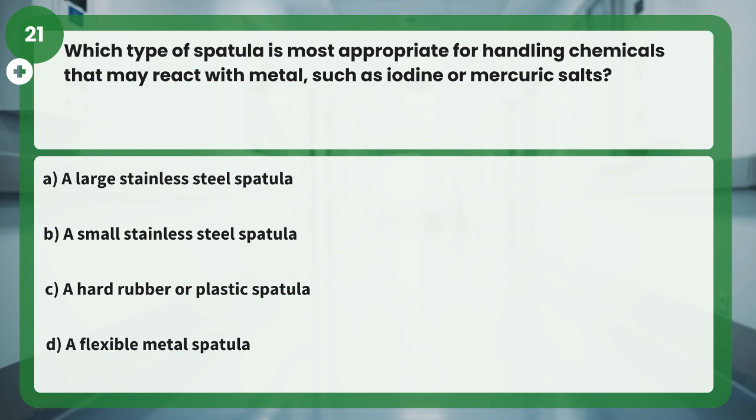Which type of spatula is most appropriate for handling chemicals that may react with metal, such as iodine or mercuric salts? A. A large stainless steel spatula. B. A small stainless steel spatula. C. A hard rubber or plastic spatula. D. A flexible metal spatula.